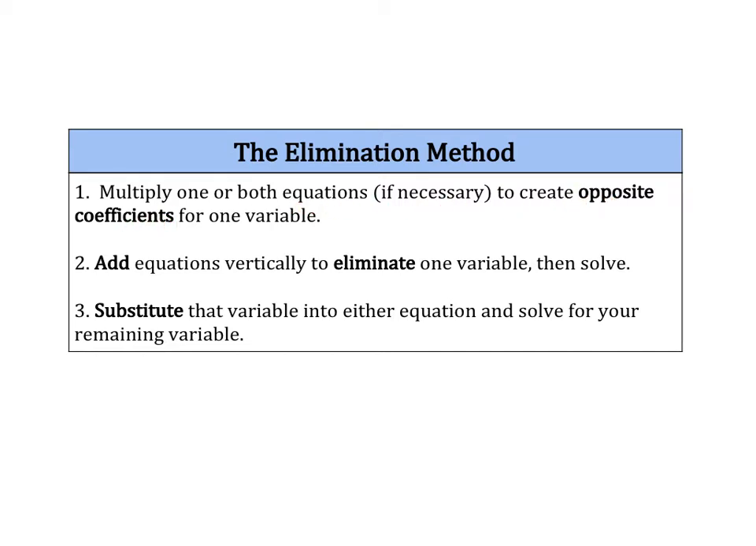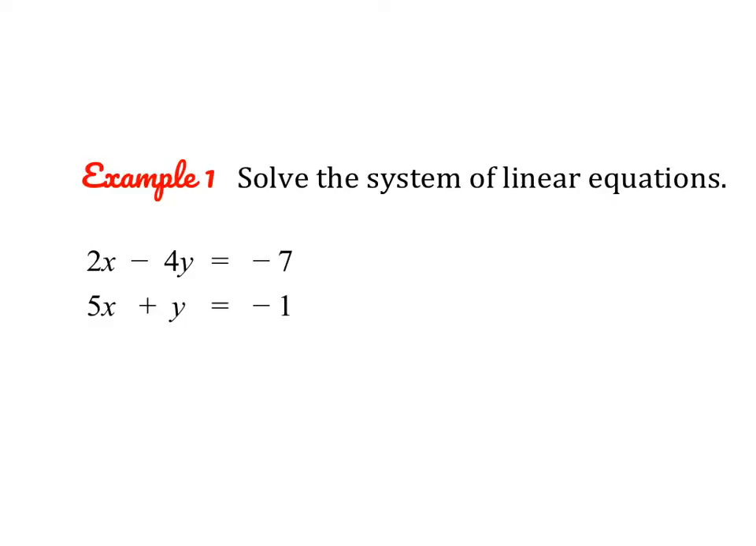Sometimes this will happen naturally, or you will have to multiply one or both equations to manipulate the coefficients. Then you add the equations vertically to eliminate, and then you can solve for the other variable. And once you have one, you substitute it into either original equation to solve for the remaining variable. So here's a quick example.